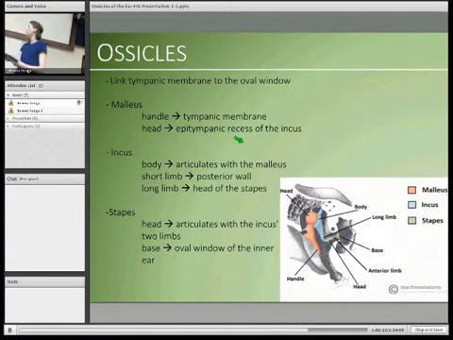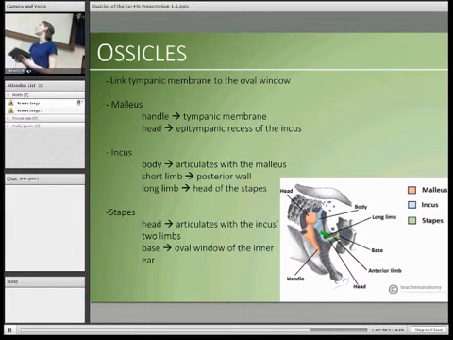So the ossicles are the three smaller bones, probably the smallest bones of the body actually, and they go malleus, incus, stapes from outside to inside. If you look at the diagram, the red one is the malleus, the blue one's the incus, and the green one's the stapes. You might want to remember those as the hammer, the anvil, and the stirrup, because that's the shape that they represent.